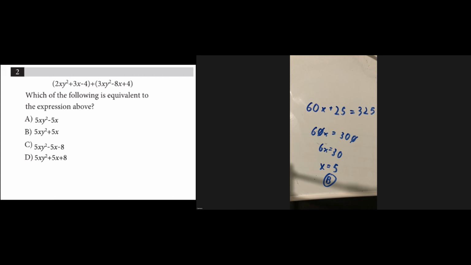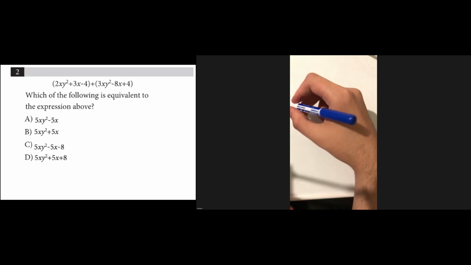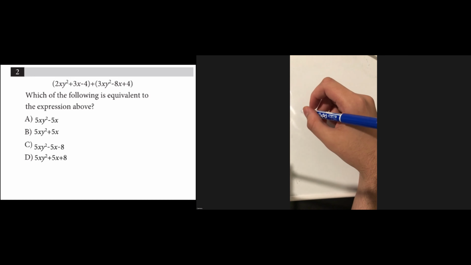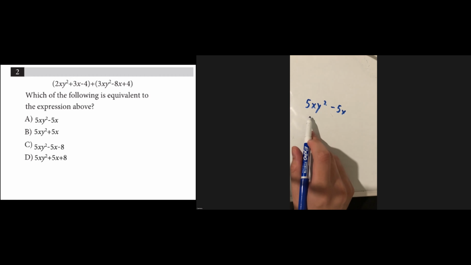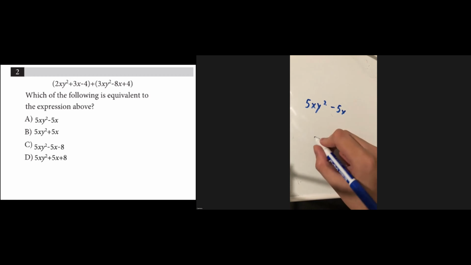Okay, so for this one, we're just adding the two equations together. So in our first one, we have 2xy squared plus 3xy squared, which gets us 5xy squared. Then we have 3x and negative 8x, so 3 minus 8 is negative 5, so this would be minus 5x. And we have negative 4 and positive 4, so negative 4 plus 4 is 0. So our answer is 5xy squared minus 5x, which is choice A.